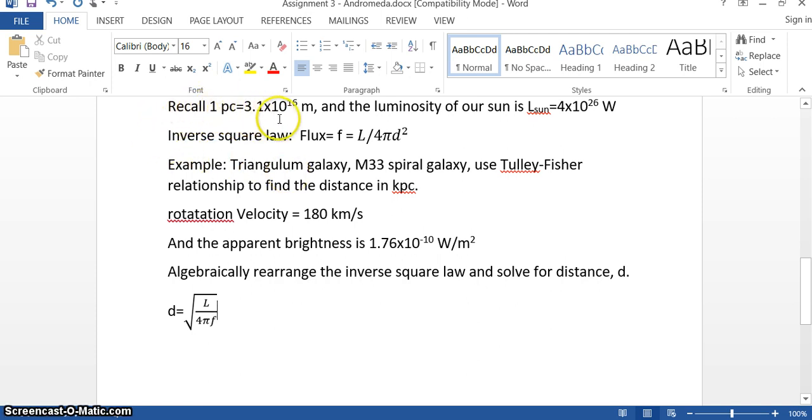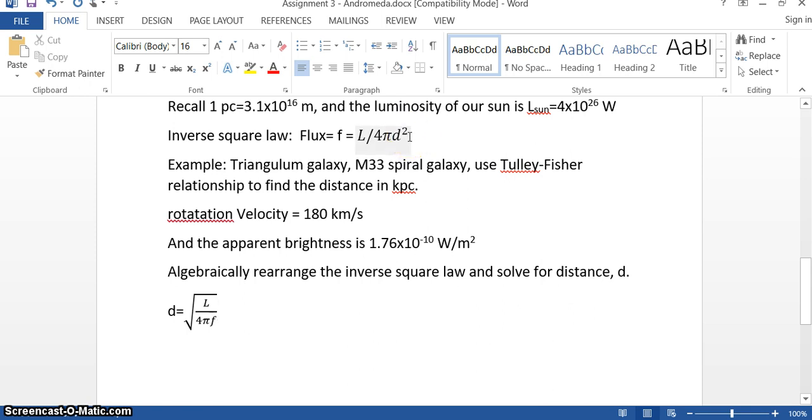1 parsec is approximately 3.1 times 10 to the 16th meters. We need that conversion. The luminosity of our sun is approximately 4 times 10 to the 26th watts. And of course the inverse square law, right? The flux is equal to, I think the last video I called this a B, it doesn't really matter. Anyhow, the flux is equal to the luminosity of the object, whatever it happens to be, divided by 4 pi times the distance to the object squared.